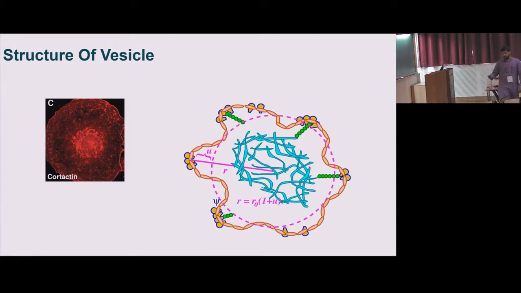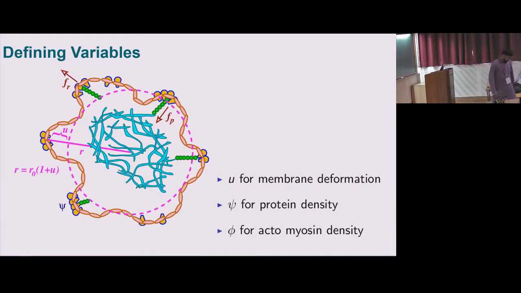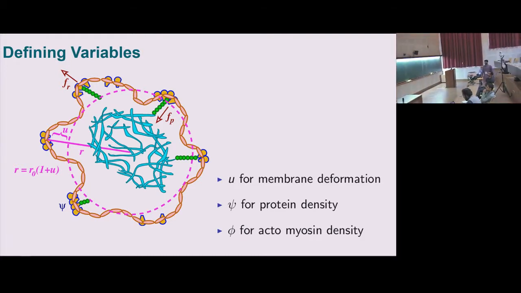Now how do we define this? We define the deformation as U, and the undeformed sphere has radius R0. U is small. So the variables: first, the deformation of the membrane is U. The protein density we call psi, and inside, the actomyosin density is phi. The outward reaction force due to polymerization is Fr, and the pull by the myosin motors is Fp.